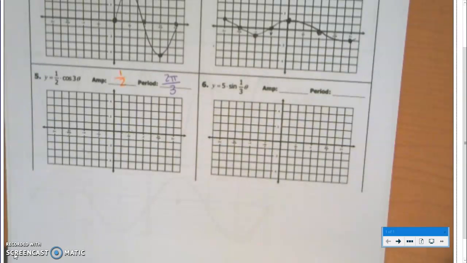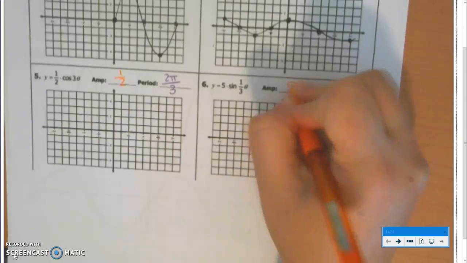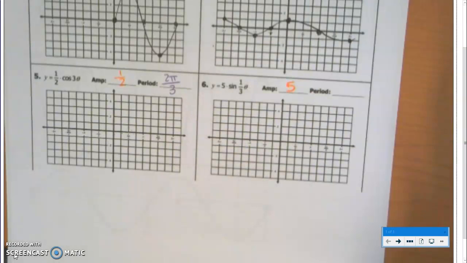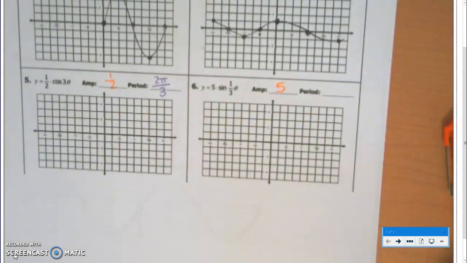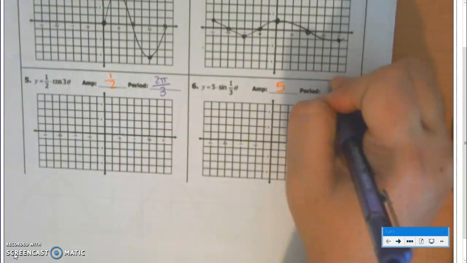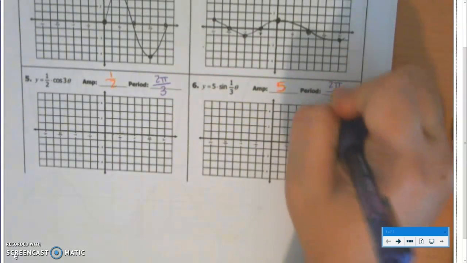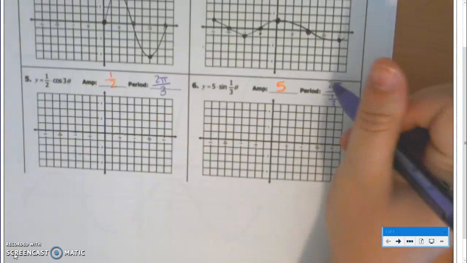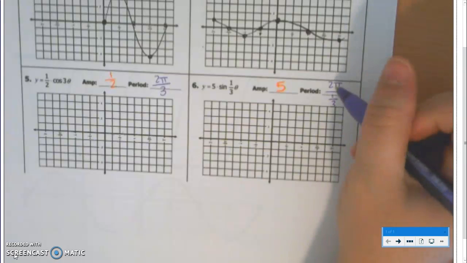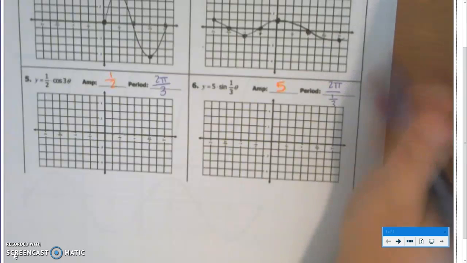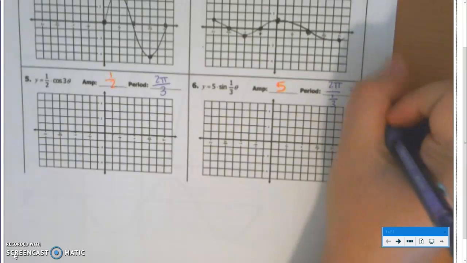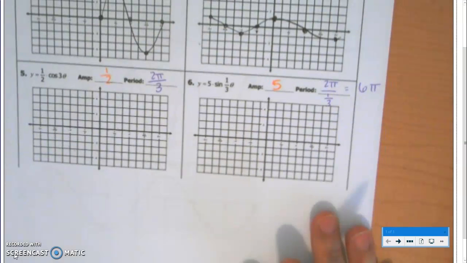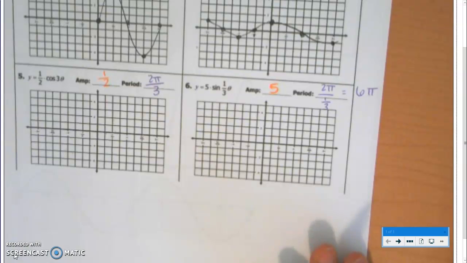All right, number 6, what do you think the amplitude is going to be? Yep, hopefully you said 5 because that's the number in front. And the period? 2 pi over 1/3. So keep, change, flip, or just in the calculator, do 2 divided by 1/3, and you're going to wind up with 6 pi.